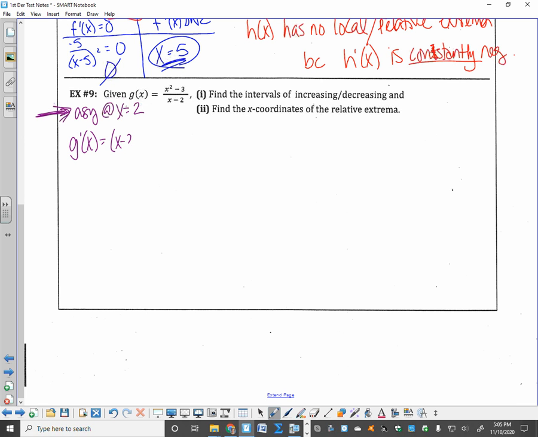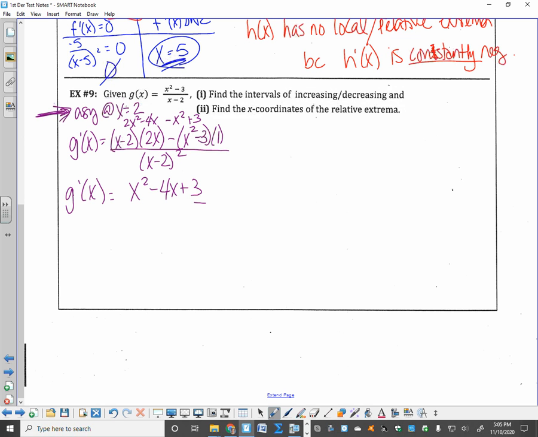Okay, low d high minus high d low over low low. So 2x squared minus 4x minus x squared plus 3, which is x squared minus 4x plus 3, over x minus 2 squared. Now g prime of x equals 0. We've done this enough now that you know you can just take the top and set it equal to 0, because the bottom's going to go away.